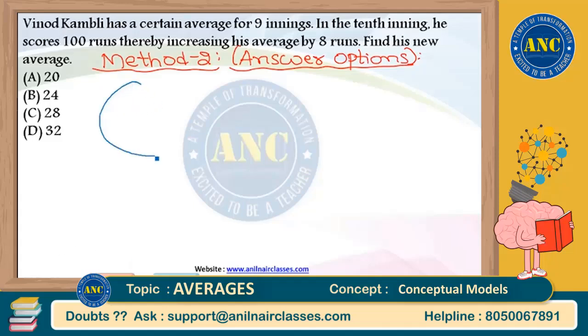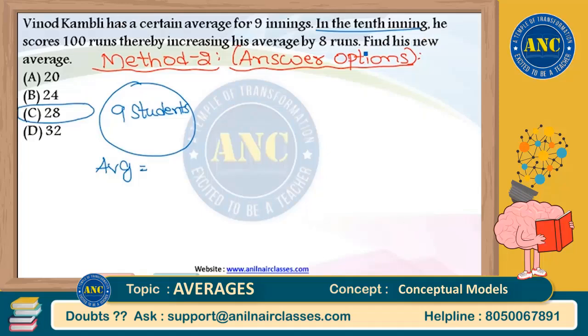Now see here, Vinod Kambli had a certain average for 9 innings. That means there are 9 students in the class. They have a certain average. I don't know what that initial average is. In the 10th innings, he scores 100 runs, thereby increasing his average by 8 runs. Now, can I say that I know 28 is the correct answer for this question? So I am directly taking that option for your explanation purpose.